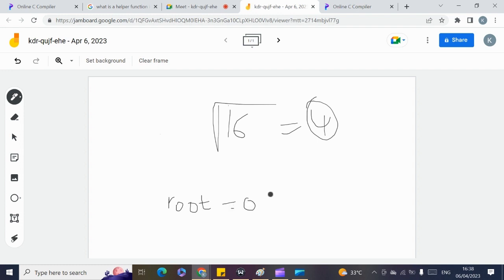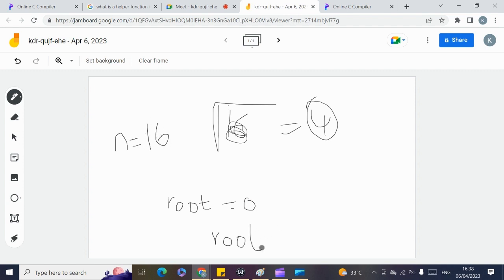So meaning that we are starting from 0, multiplying 0 by itself, and then we increment it till we get to 16, which is our n. So n is equal to 16. We increment till we get to n. Now this root is going to multiply itself. Anytime it is increased, it multiplies itself to check whether it is equal to the n value.